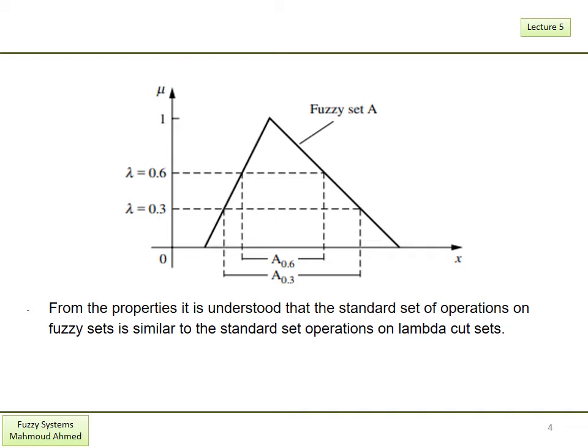And from the properties, it can be understood that the standard set of operations on fuzzy sets is similar to the standard set of operations on lambda cut sets. We can find a big similarity between the lambda cut sets and the non-fuzzy sets we have mentioned before.